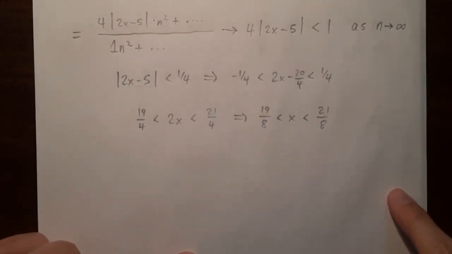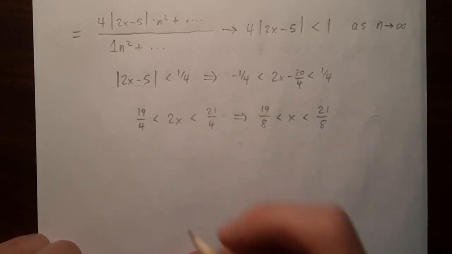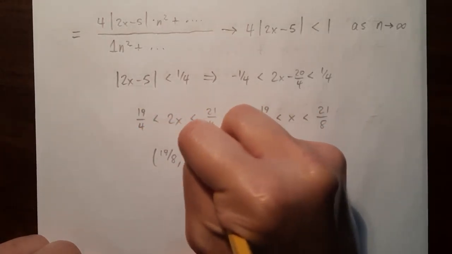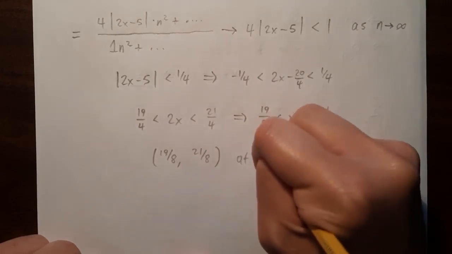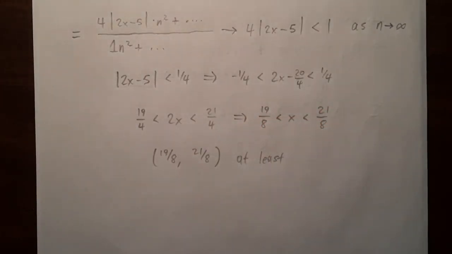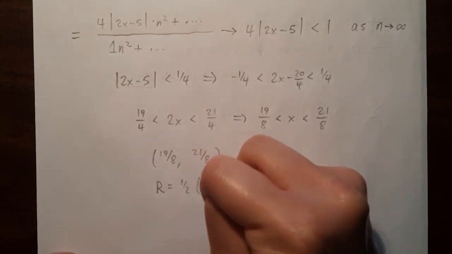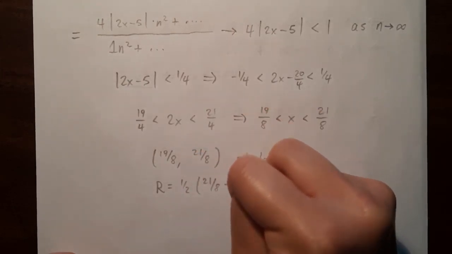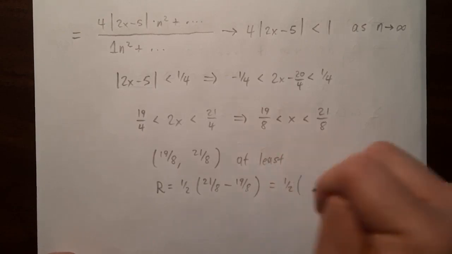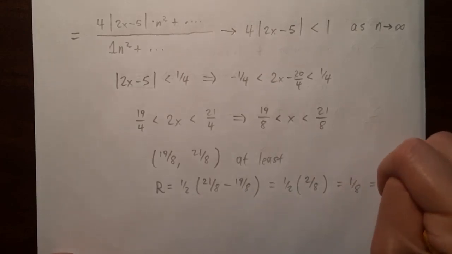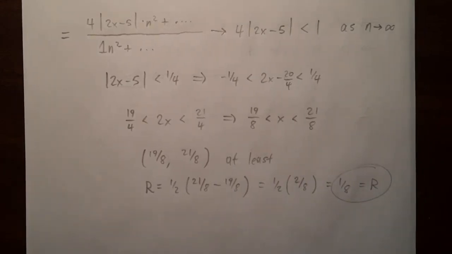All right, so now that I'm down to that point, it's pretty clear what the minimum interval of convergence has to be. It's got to be at least the interval from 19/8 up to 21/8 exclusive. But that's enough to tell us what the radius of convergence is. So radius is 1/2 the length of this interval. So the length of the interval is 21/8 minus 19/8. Subtract the two endpoints. So that's going to give me 1/2 of 2/8, which is just 1/8. So that would be our radius of convergence, 1/8.